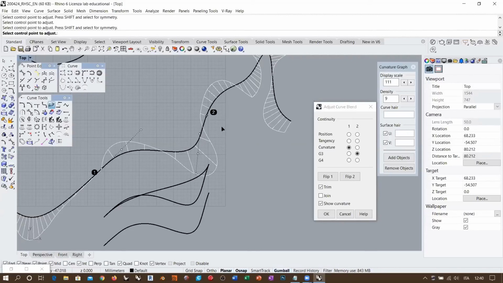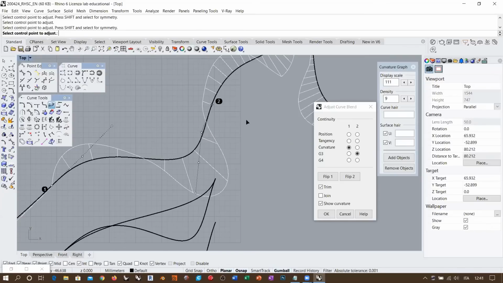This, if I am not wrong, is it called with a funny word in English? It is called the jerk. Okay, so the jerk in this case is not a bad word. It's just the way that the third derivative is called, right? So G3 continuity is jerk continuity. Sorry, but that's the way it's called.